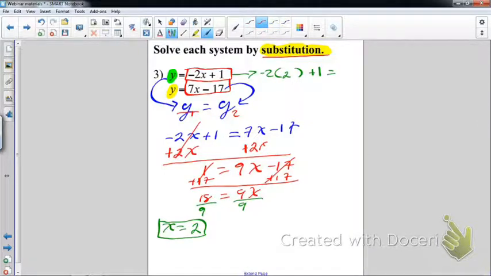So now, all I have to do is simplify. A negative 2 times 2 gives me negative 4. Negative 4 plus 1 gives me negative 3. So y is equal to negative 3. So that's the value for y. So what does that tell us again? It's an ordered pair, where we call it (2, negative 3). It's an ordered pair that tells us that if we were to graph these two lines, they will intersect. They will intersect at (2, negative 3). That's what that's telling us.